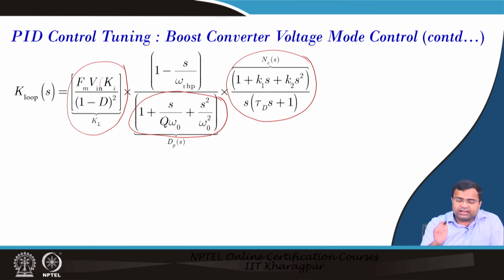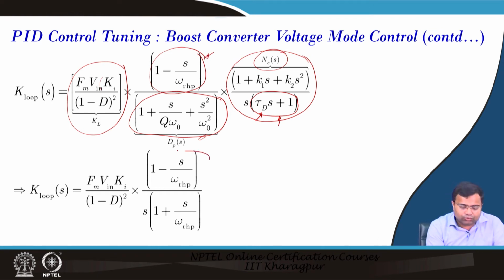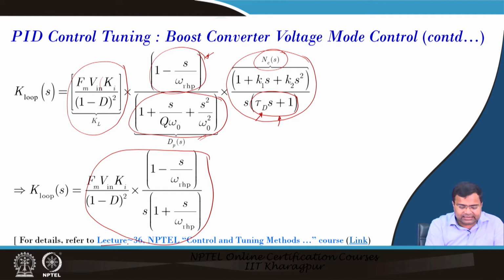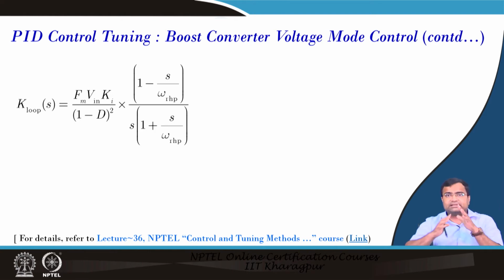So our initial objective, we set the numerator stable zero, the controller zero, equal to the denominator of this, that means the stable pole of the boost converter. Then we will choose tau d in such a way that this zero should coincide with the right half plane zero. That means it is a stable pole of the controller which should be placed in coincidence with the right half plane zero of the boost converter. If you do that, then the total loop transfer function will look like this. And next it is discussed in lecture 36 in the NPTEL course on control and tuning methods. Then what will we do? The loop transfer function is written like this.